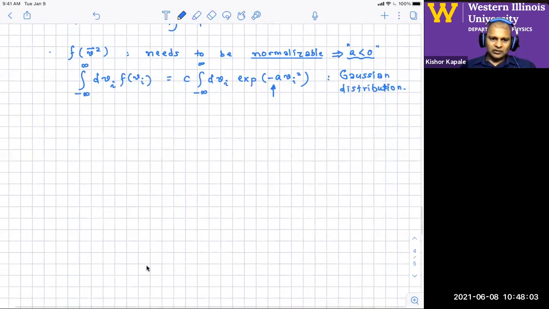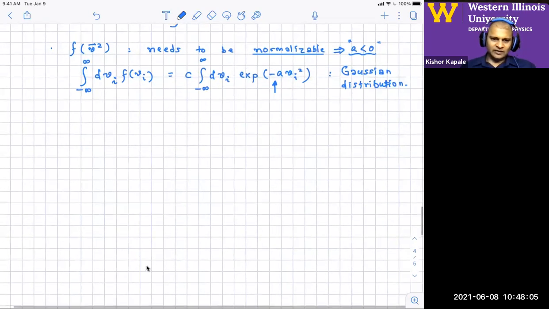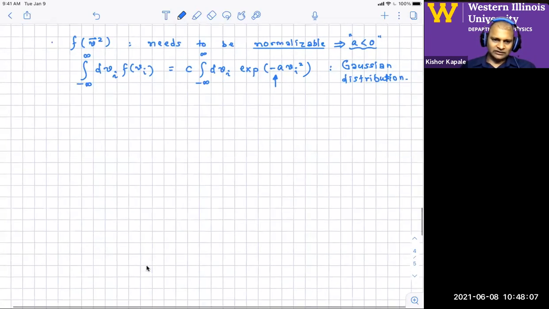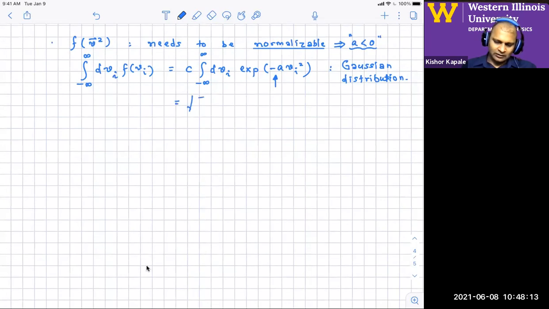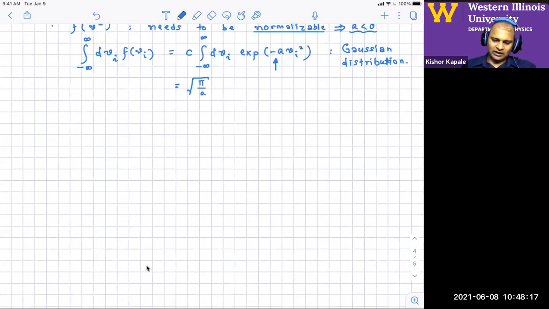Of the velocity component, and c is determined from this integral. Once you do the integral, the value of the integral is known to be square root of pi over a. That's a Gaussian integral. You can use Mathematica, for example, to figure that out. We will do some simple Gaussian integral treatment later on. So for now, just take my word for the value.